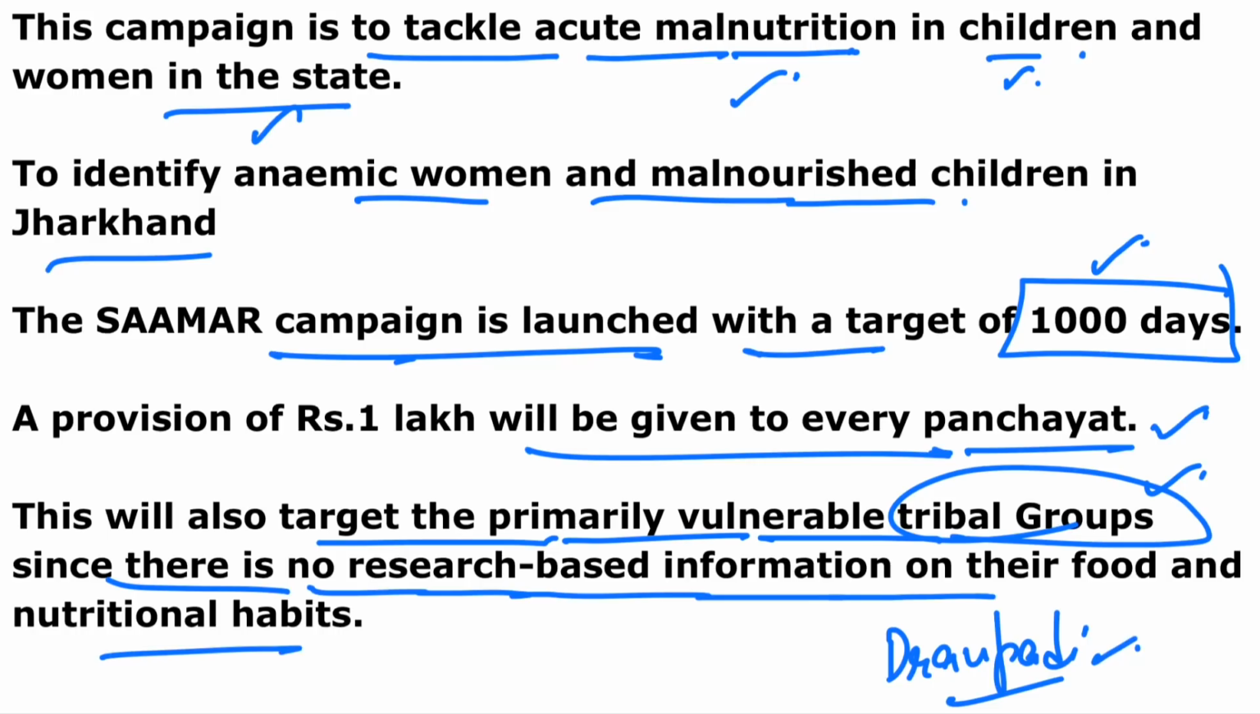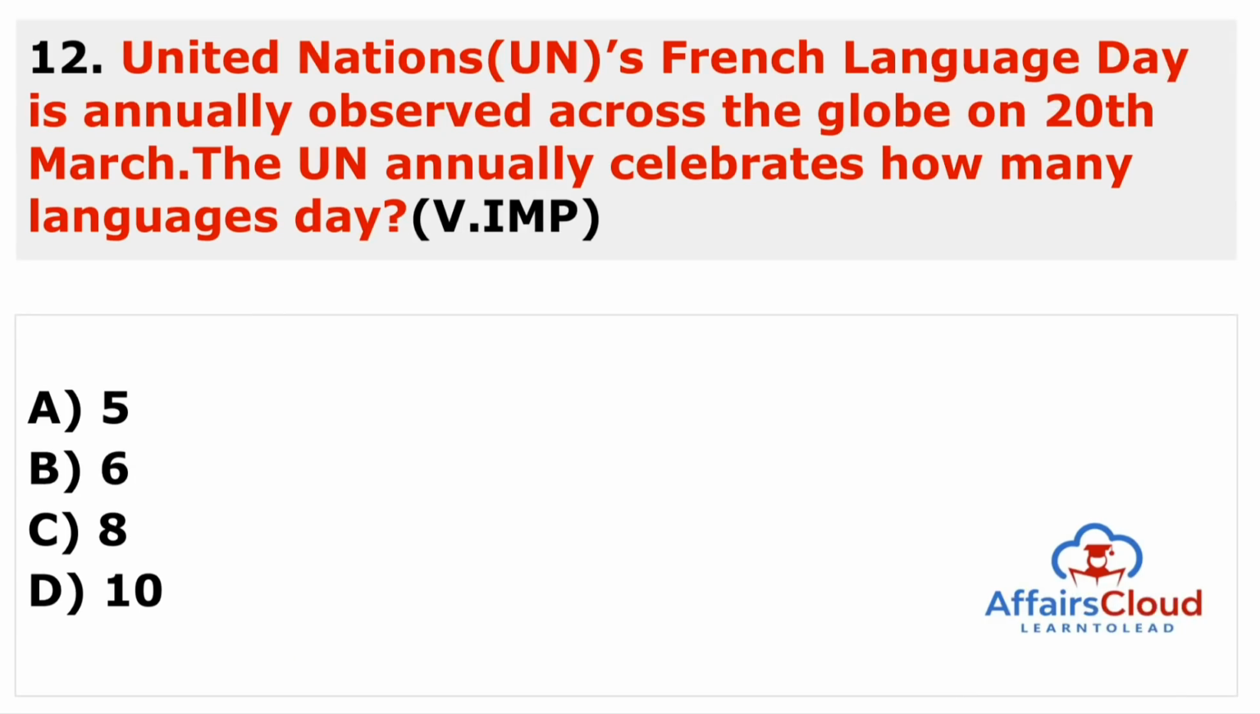Draupadi. She is Draupadi Murmu. So guys, remember, she was the governor of Jharkhand from the year 2015. And you can also remember the national park in Jharkhand. That is again a very important national park in Jharkhand, known as the Betla National Park. So you can remember this. Now we can move to the next question.